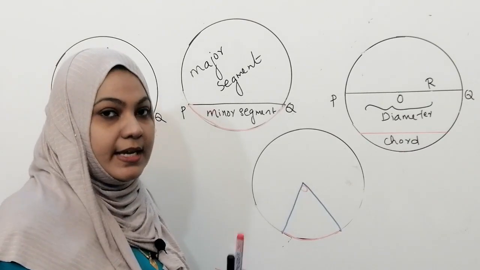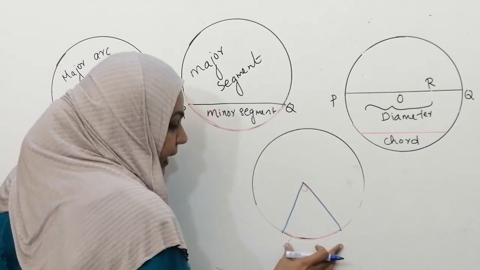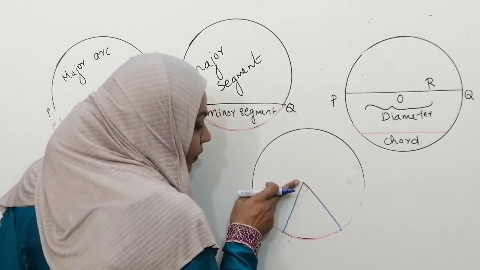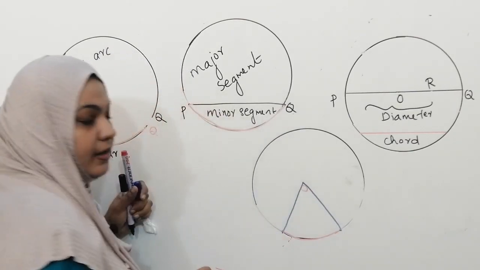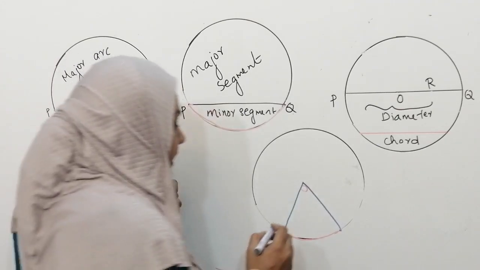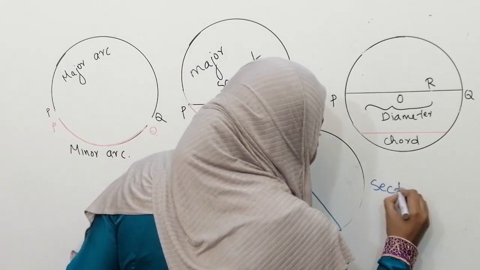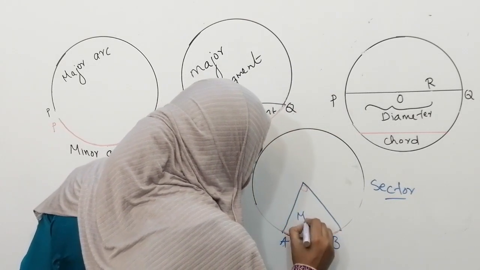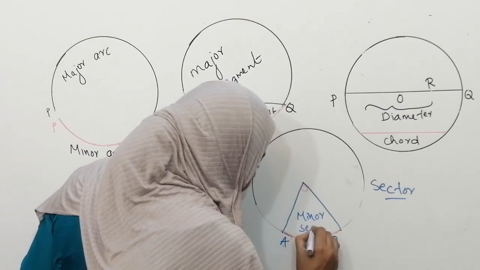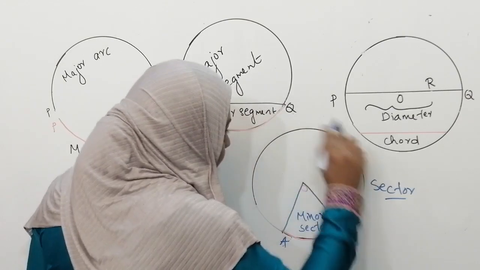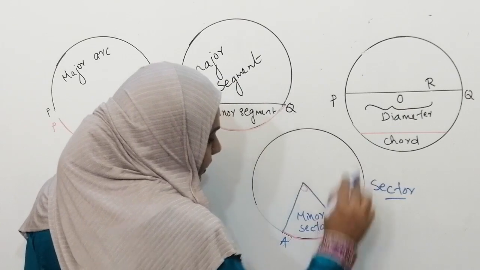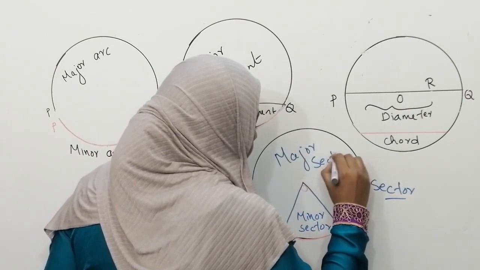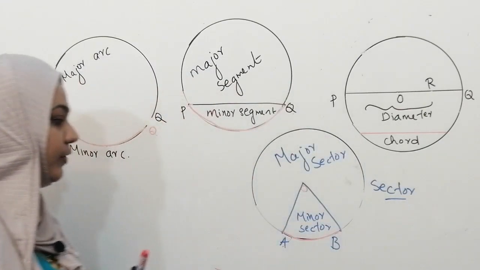So what is the definition for sector of the circle? Area covered by an arc and two equal radii from the center of the circle to the endpoints of the arc is called a sector of the circle. So this is a sector of the circle. So this part is called the minor sector. And this big one, the bigger portion, is called the major sector. So I hope you understood what is a sector.